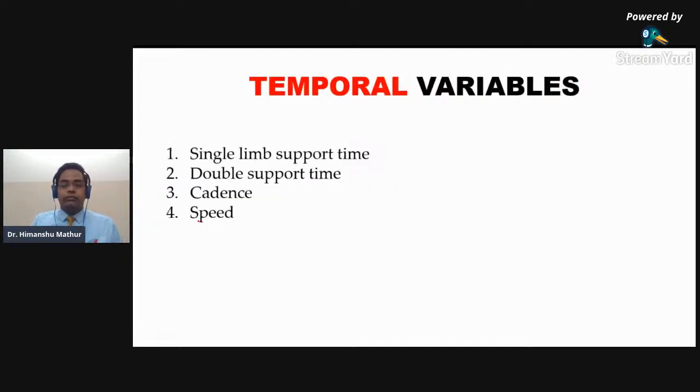The first temporal variable that we'll be talking about is the single limb support time. Single limb support means the phase when I am standing only on my one leg.